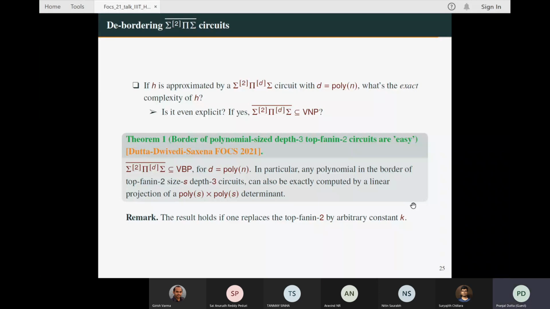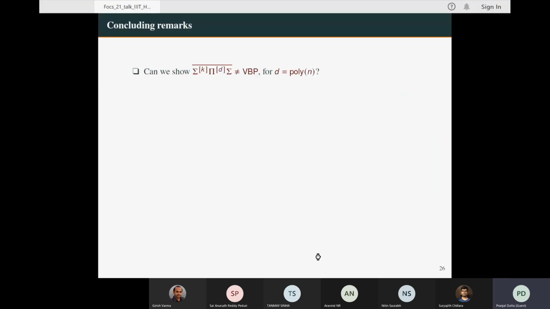Correct. So this is the result we showed, and there are a bunch of other PIT results, but I don't want to define PIT here. We also have some PIT results for these classes. But I want to conclude that. So the first conclusion is that what we showed is that this class, Σ^k Π Σ with D poly, bar, is inside VBP. Of course, the question is, can we separate that?